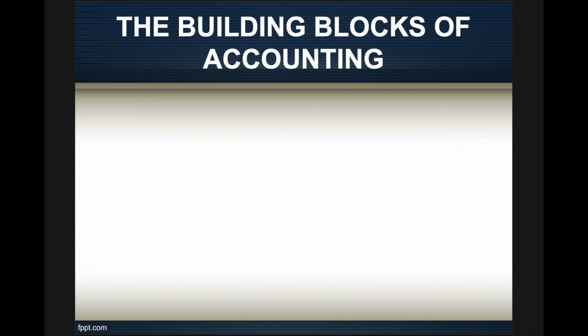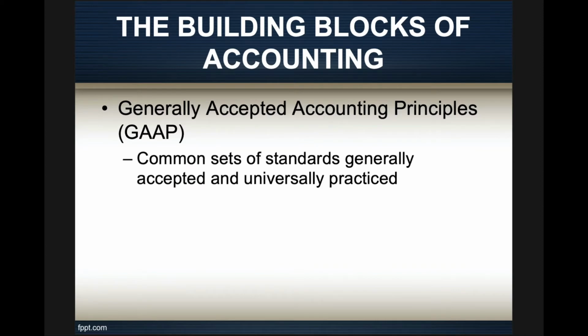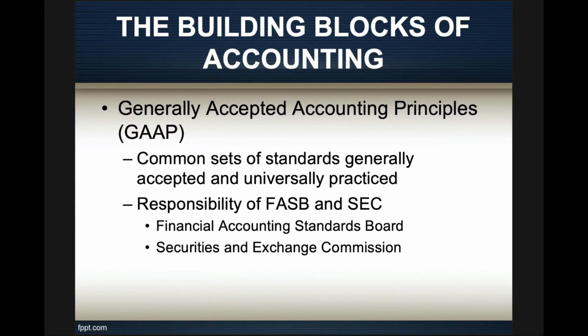Now, in accounting, we have what we call GAAP, or the generally accepted accounting principles, where common sets of standards are generally accepted and universally practiced by all businesses. It is actually the responsibility of the FASB, or the Financial Accounting Standards Board, as well as the SEC, also known as the Securities and Exchange Commission. Many companies adopted the accounting standards issued by the International Accounting Standards Board, or the IASB, and these standards are called International Financial Reporting Standards.